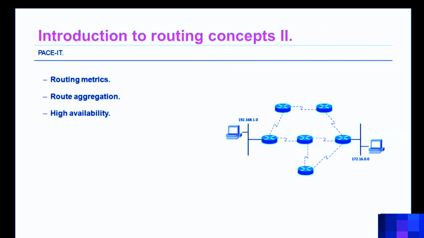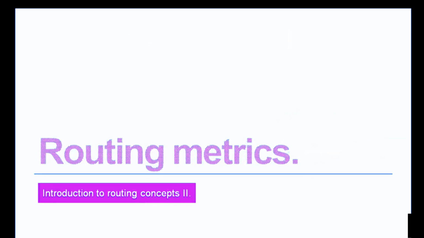Today I'm going to be talking about routing metrics, routing aggregation, and then I'm going to conclude with a brief discussion on high availability. We have a fair amount of ground to cover, not a whole lot of time, so let's go ahead and begin this session. Of course, I'm going to begin by talking about routing metrics.